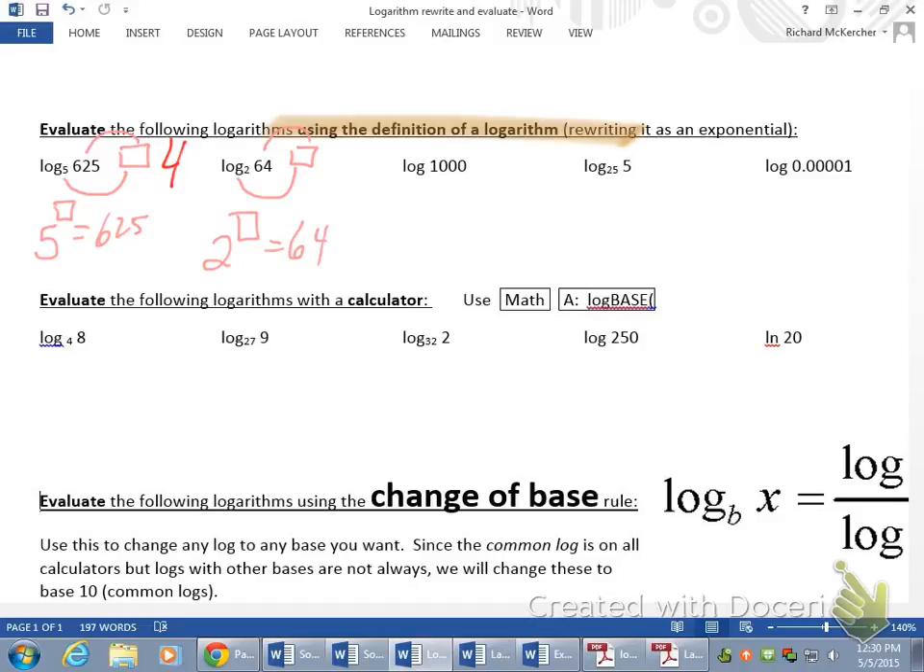All right, this second problem is trying to ask me 2 to what number will give me 64? Well, again, playing around using some common sense, it ends up being 6. Log of 1,000 is 10 to what number gives me 1,000? I can count my zeros and get that to 3.